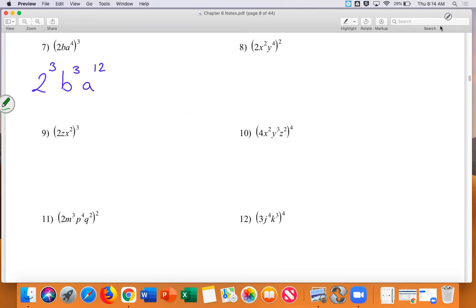Nate, number 8. Do the second. So we do the 2 to the 2 and then the 2 to the x. So it'd be x to the 4th. Do you see that now? Because we would do 2 times 2. y to the 8.